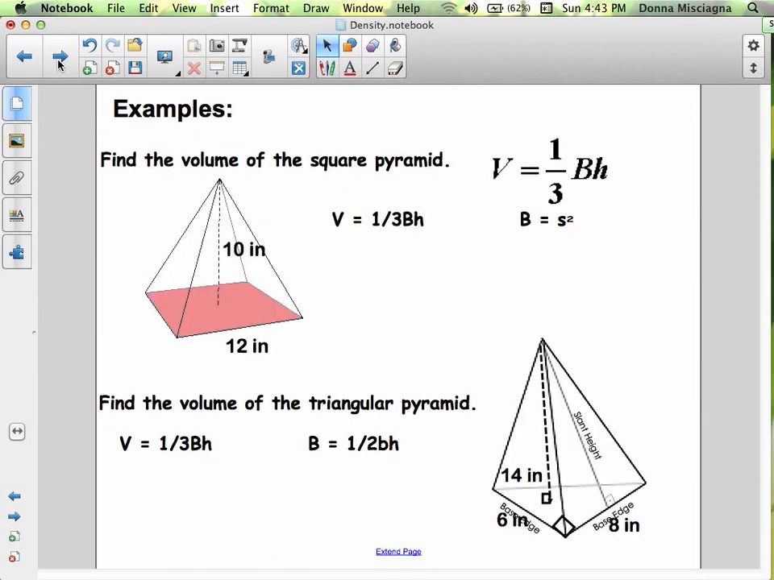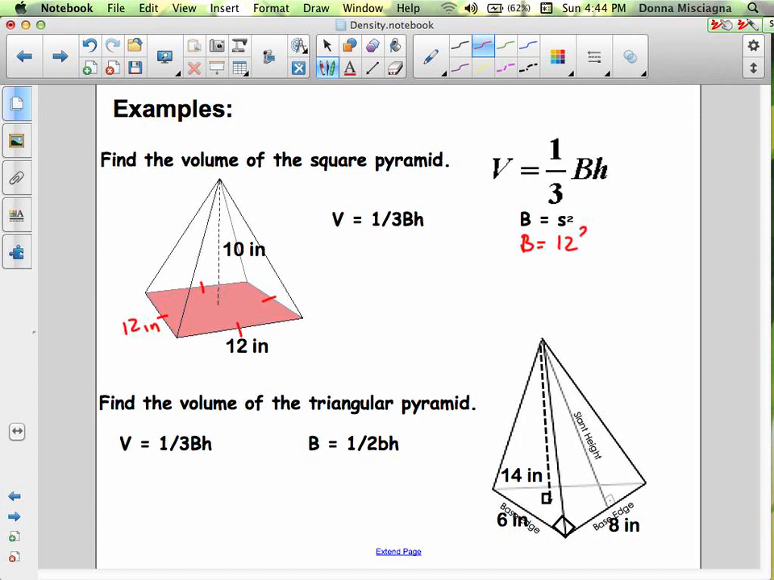So here's the first one. This is a square pyramid. And so we know in a square, all the sides are the same. So every one of them is 12 inches, all 4 of them. So to find the area of the base, we're just going to take 12 and square it, or multiply 12 times 12. So the area of the base is 144 inches squared.